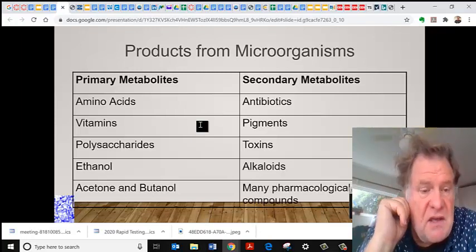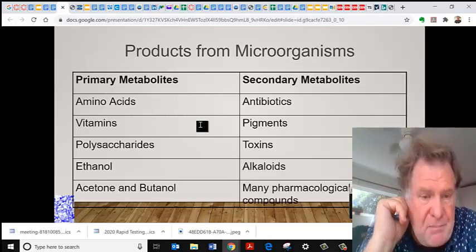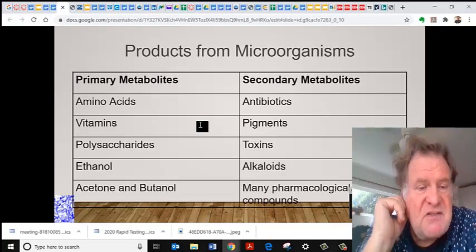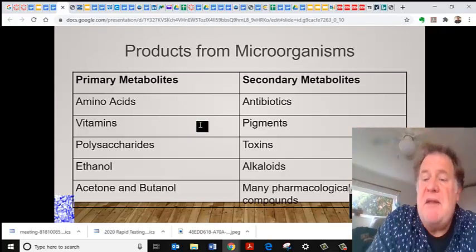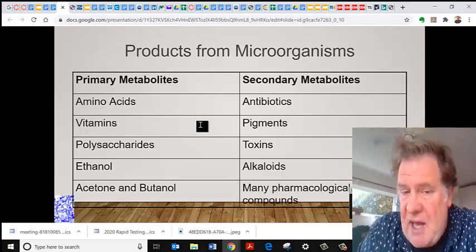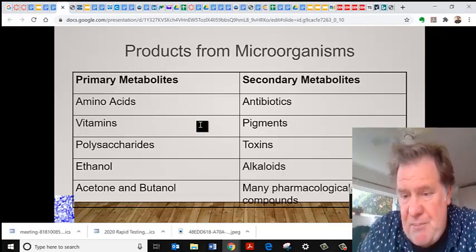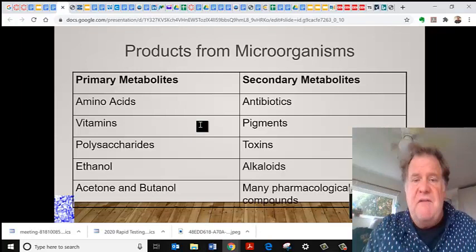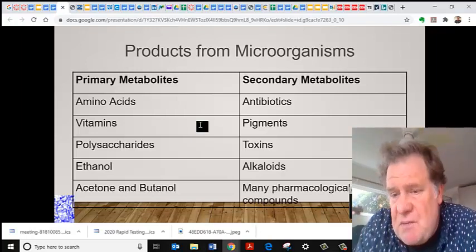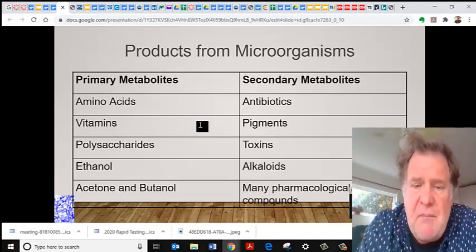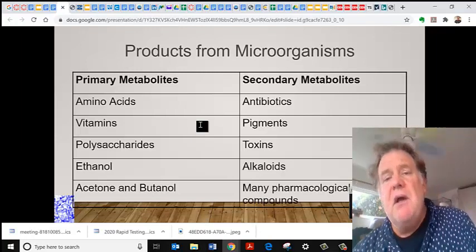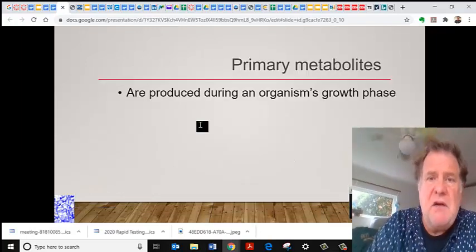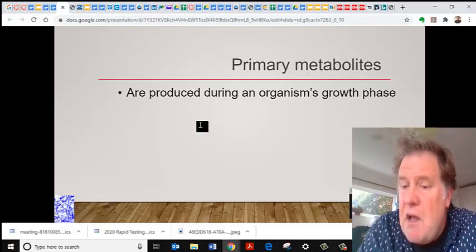You don't think about it a lot, but in making plastics and stuff like that, we need lots of acetone and butanol. Some of the secondary metabolites that we make are antibiotics, pigments that are used in your papers and books and your clothing, various toxins, and alkaloids. Many pharmacological compounds are made as secondary metabolites, and that is the drugs that we use.